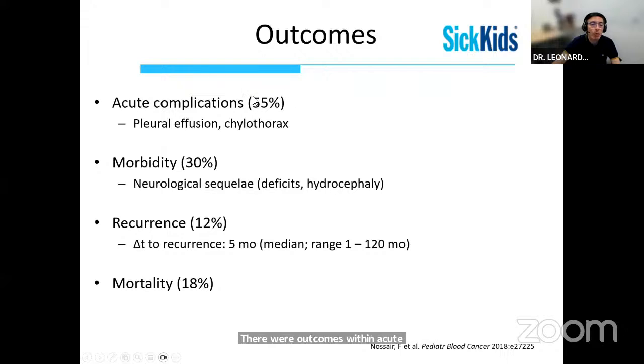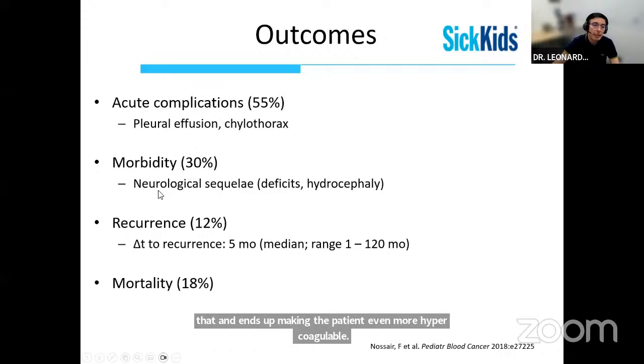Almost half, a bit more than half of the patients would have developed pleural effusions, plus or minus chylothoraxes. And obviously you lose not only fluid and proteins, but you lose antithrombin with chylothorax, which ends up making the patient even more hypercoagulable.